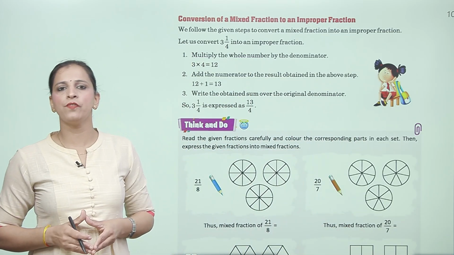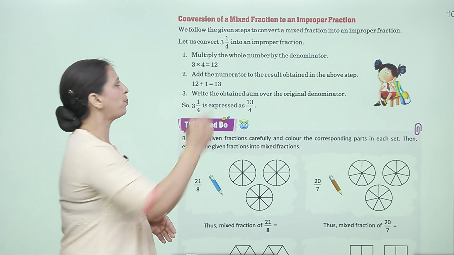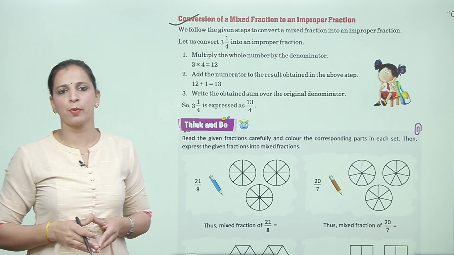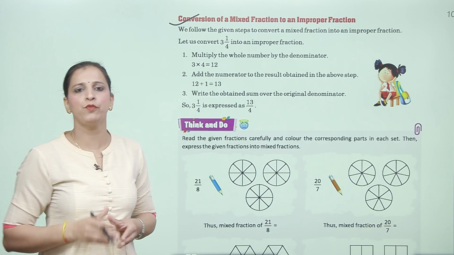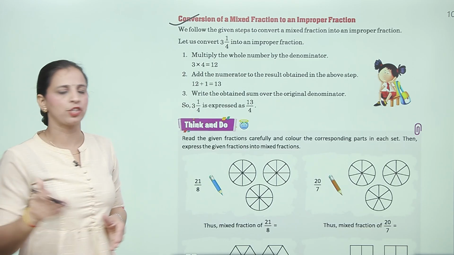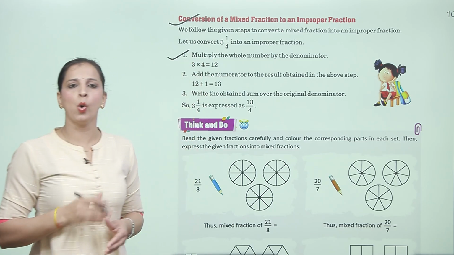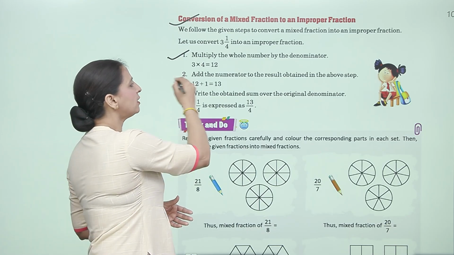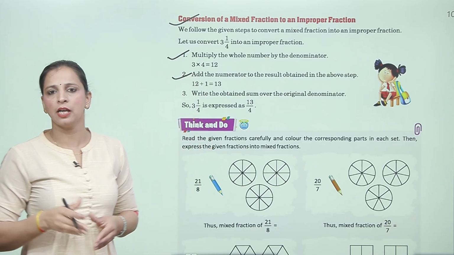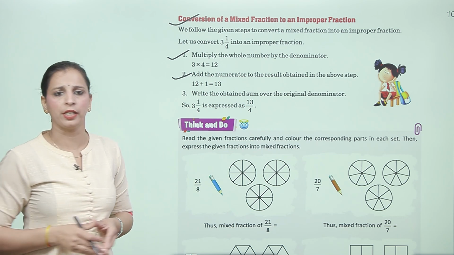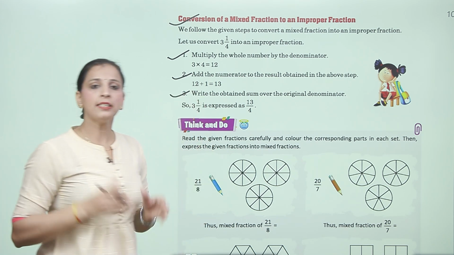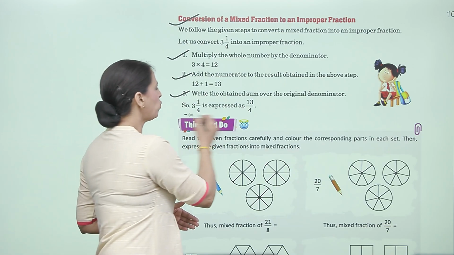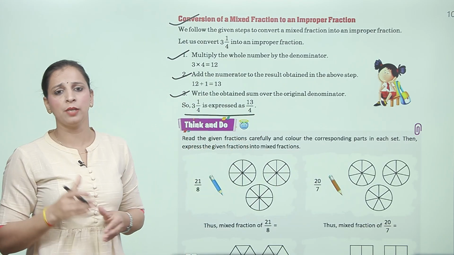Now conversion of a mixed fraction to an improper fraction. We follow the given steps to convert a mixed fraction into an improper fraction. Let us convert 3 and 1 by 4 into an improper fraction. First, multiply the whole number part by the denominator, that is 3 4s are 12. Now add the numerator to the result obtained in the above step, that is 12 plus 1 is 13. Now write the obtained sum over the original denominator. So 3 and 1 by 4 is expressed as 13 by 4.